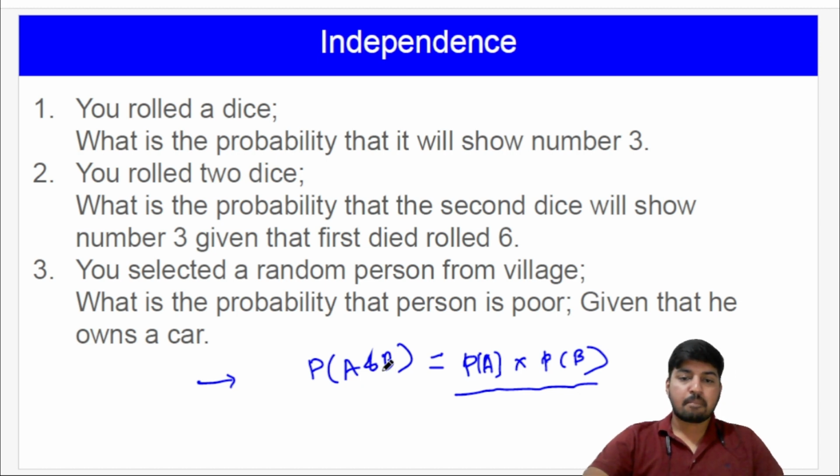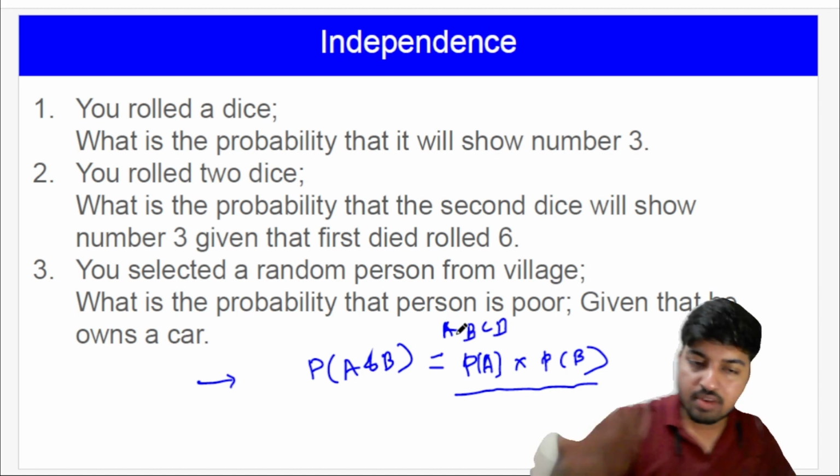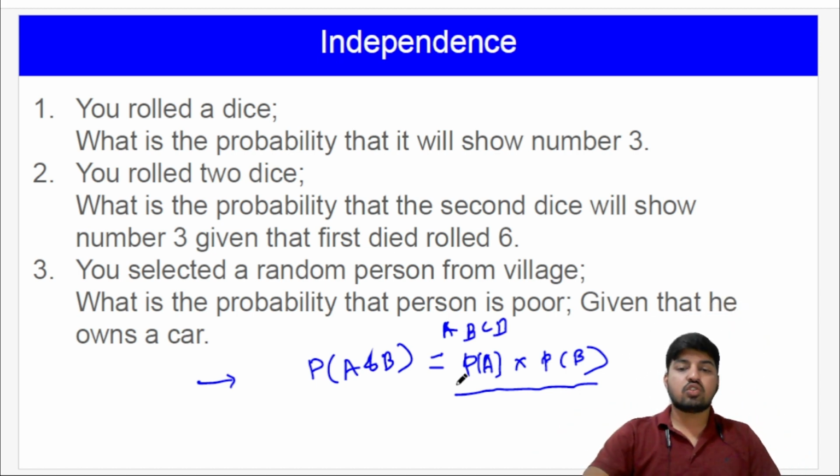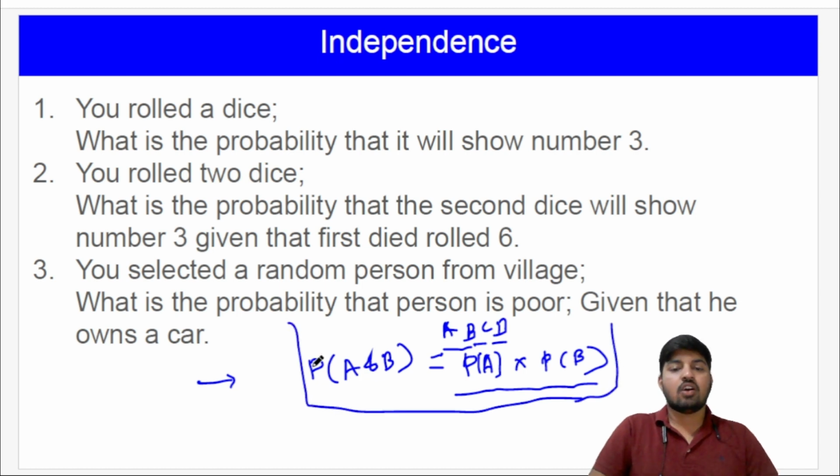Okay. When we increase the number of events, like events A, B, C, D, in that case the scenario changes. So we will go over that later. You need to check every event's independence in that case. Just as a rule, you can remember this: probability of A and B is probability of A into probability of B. If that is the case, it means that the two events are independent.